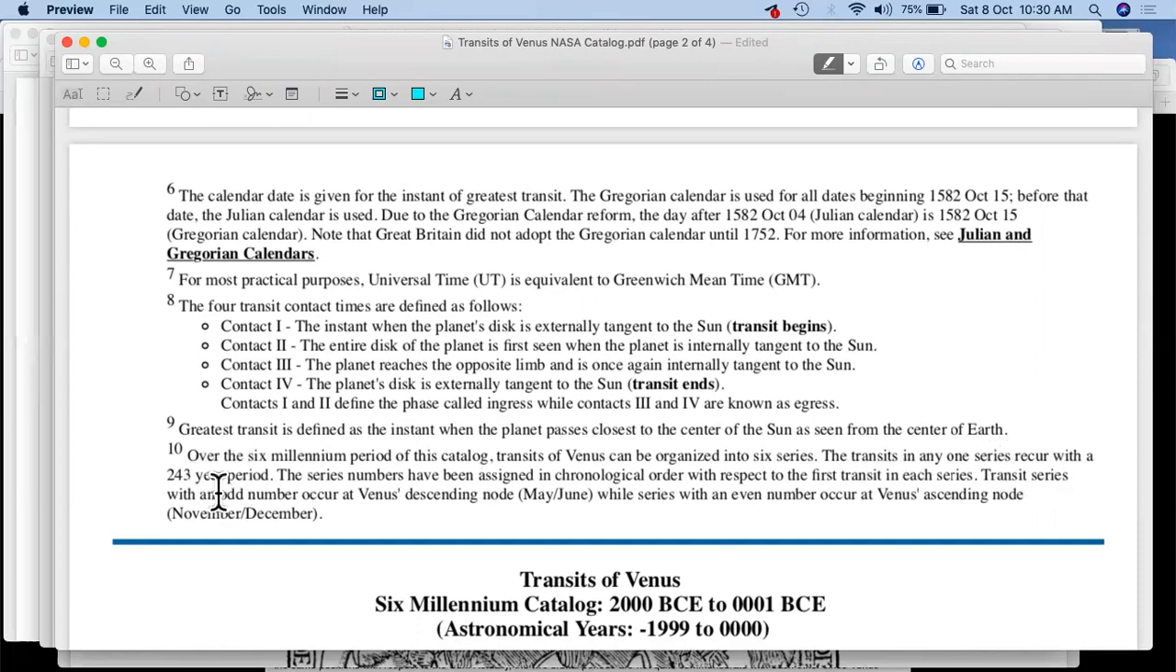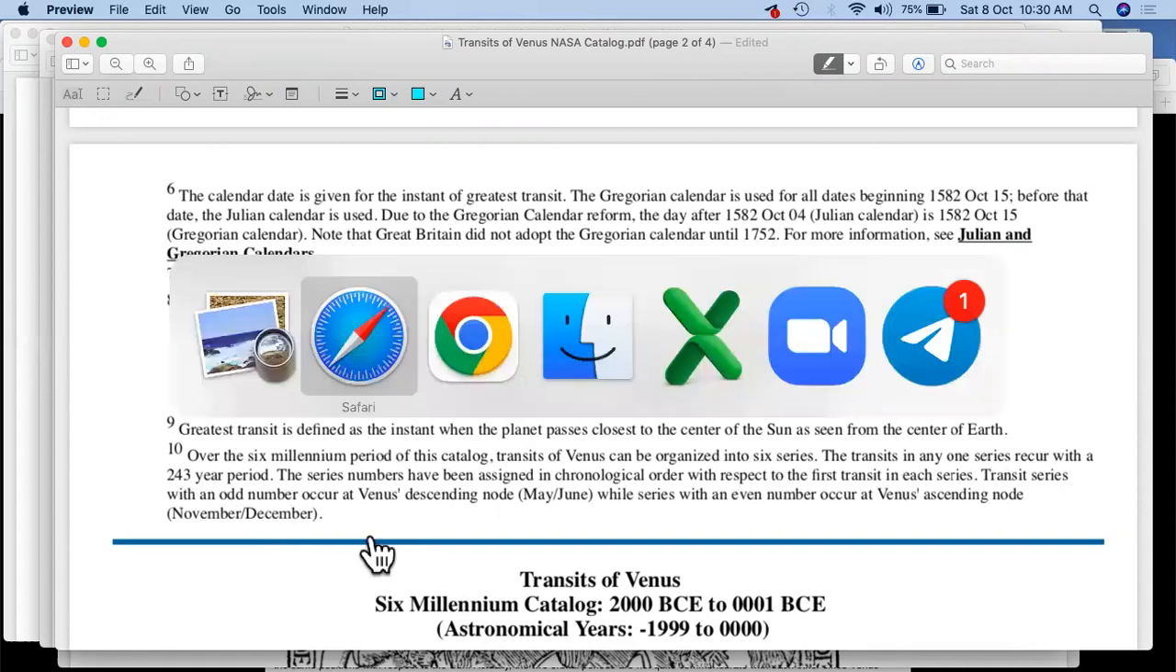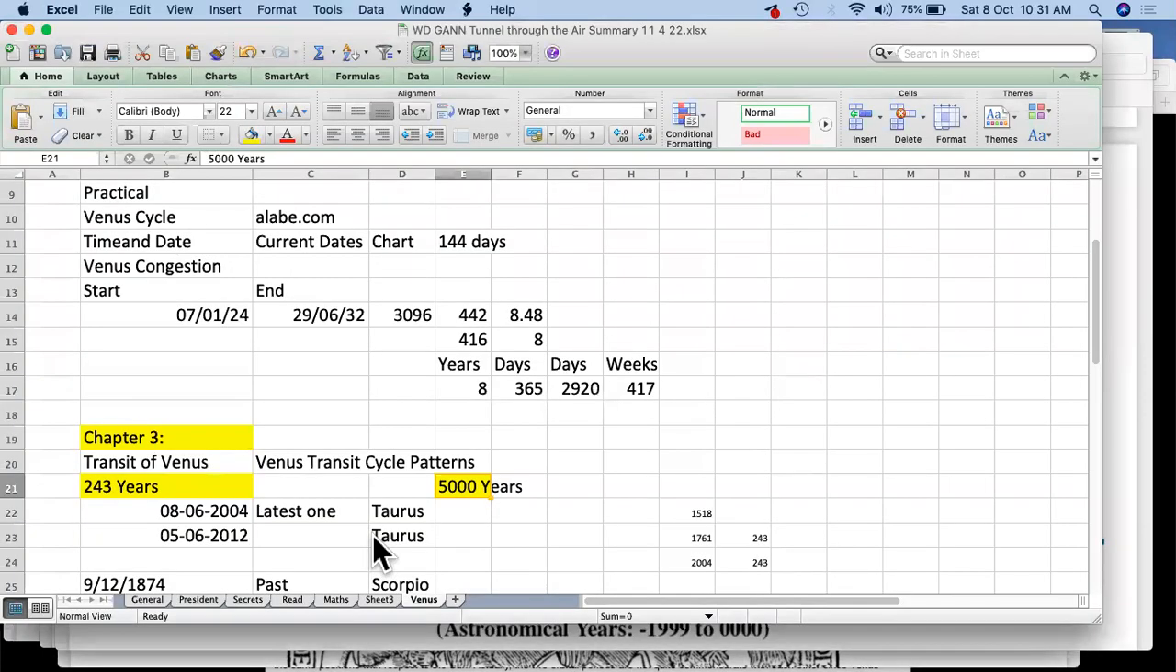Transit series with an odd number occur at Venus descending node, May, June, while series with an even number occur at Venus ascending node, November, December. So what is this node, ascending node and descending nodes, right? So let's try to see this from a different point of view, right?